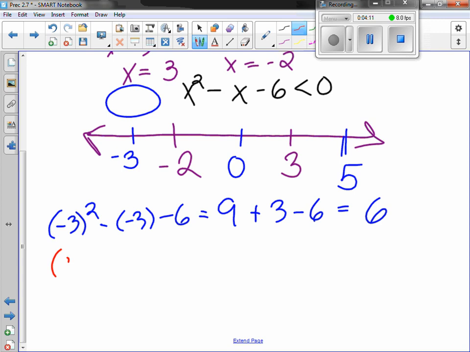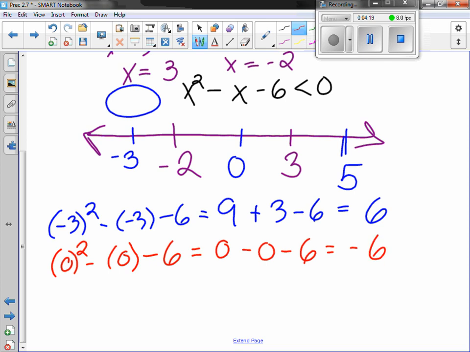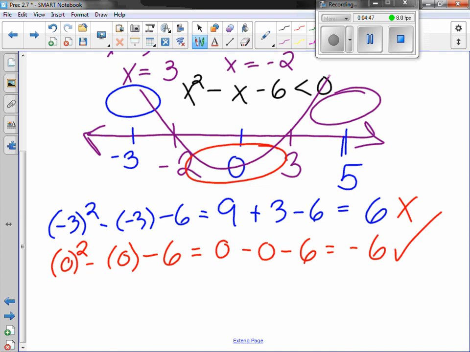Let's try 0. 0 squared minus 0 minus 6. That's 0 minus 0 minus 6, which is negative 6. This one worked, because it's going to be somewhere down here. I'm not circling 0. I'm just saying it's down below 0. What do I know about 5? Where is it going to be? Because what is the degree of the function? It has to go back up, because this function, if we graphed it, would come down. It has to come back up.